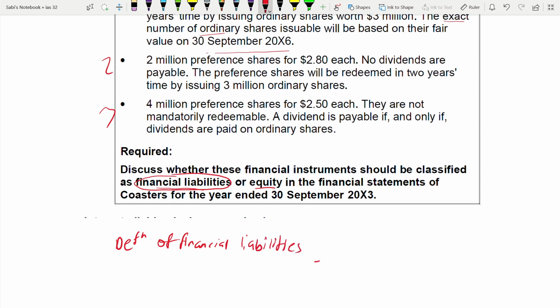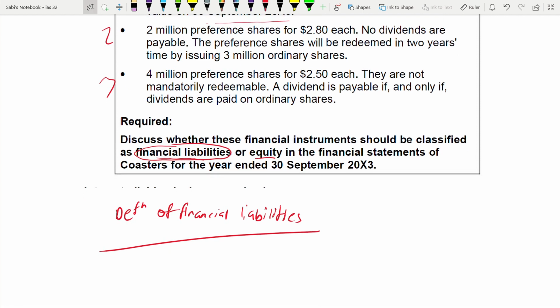Definition of financial liability. What is the definition? Tell me. I'm not writing the answer there. It's there already. I've covered it in my slides also. What is the definition? Any contract that may be settled in a variable number of the entity's own equity instruments. You are going to settle it in a variable number of the entity's own equity instruments.